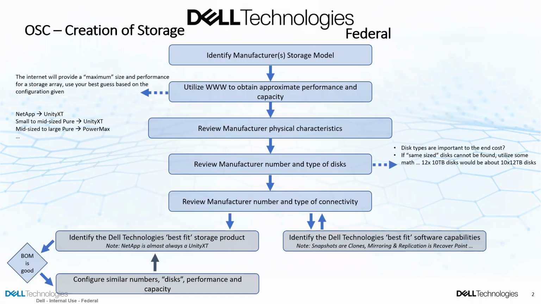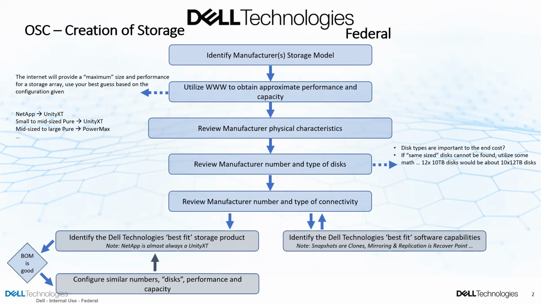This is not as simple as just looking at the model number and knowing. So we have to go through the quote, the bill of materials that we have from the competitor, and identify some key pieces and parts. We're going to identify the manufacturer's storage model. And then really quick, we want to run out to the internet just to get a couple of pieces and parts about this, how big it is, so the physical characteristics.